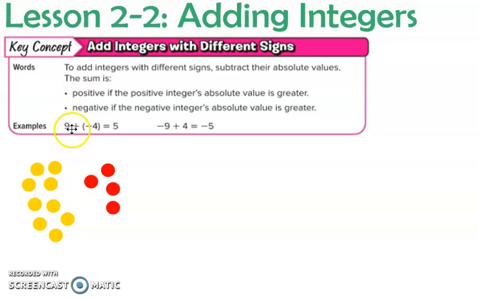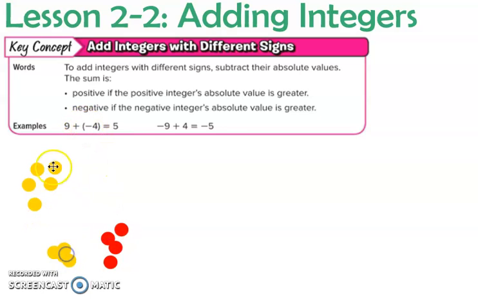In this case, you've got 9 positives and you've got 4 negatives. Be thinking in your mind, I'm going to take 4 away from this one, 4 away from that one. What have I got left? If I take 4 away from the 4, I've got 0 of that one left, and I've actually got 5 positives left. It's just one way of looking at it. I've got 0 left here, but I've got 5 left over here. That's a great way of looking at it.